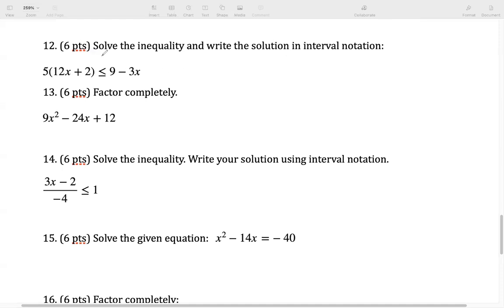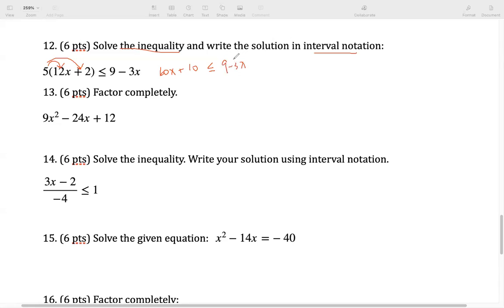Now let's see 12. Solve the inequality and write the solution set in interval notation. Again, this is one variable, but we see distribution, right? We see 5 is the common factor of the 2 terms inside the parentheses. So 5 times 12, we get 60x. Then plus 5 times 2, that's 10. Less than or equal to 9 minus 3x.